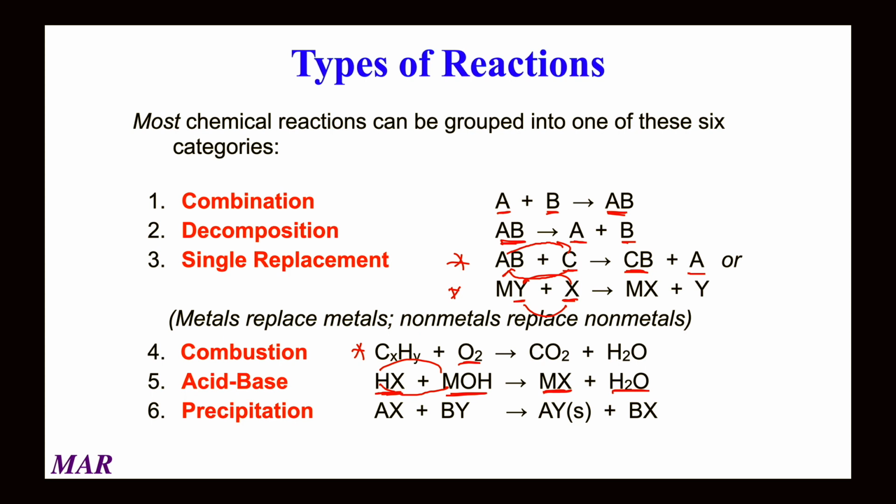Now, in a precipitation reaction, this is another one of these things where A and B are trading dance partners, if you will. B starts dancing with X, and A starts dancing with Y. But in a precipitation reaction, one of the products is a solid. A solid in chemistry is called a precipitate, all right? And so if you make a precipitate, that's a precipitation reaction. I'm going to show you examples of all 6 of these, so hang tight. Let's look at them in a little bit more detail.